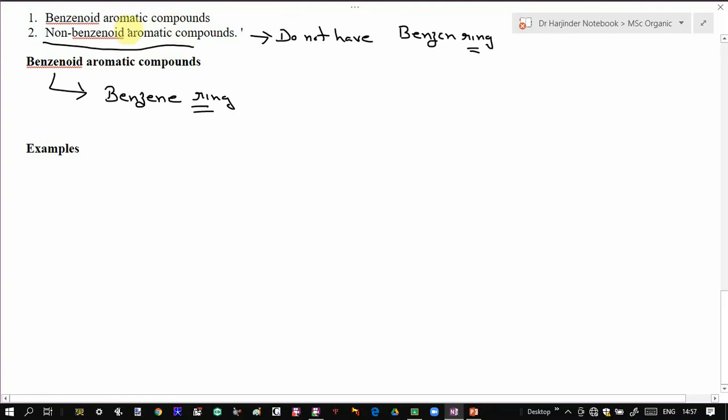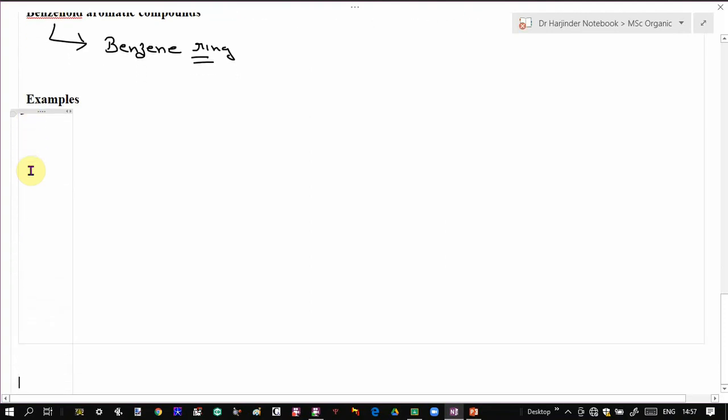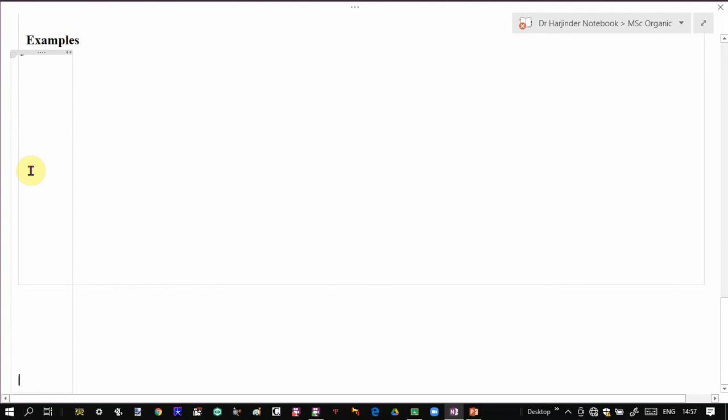Okay, so they can be defined as benzoid or non-benzoid aromatic compounds. Benzoid aromatic compounds are aromatic compounds which consist of at least one benzene ring in their structure, while non-benzoid aromatic compounds do not have any benzene ring in their structure. So those are called non-benzoid aromatic compounds. So let us see examples of these benzoid and non-benzoid aromatic compounds. Okay, so the very first example is naphthalene. Benzene we have already discussed, so benzene is also a benzoid aromatic compound, of course. The very first example we will take is naphthalene.